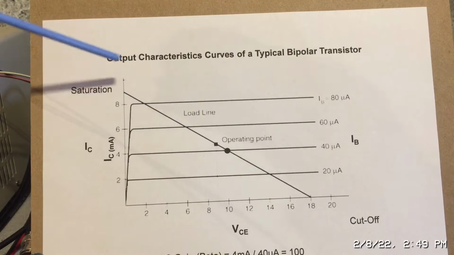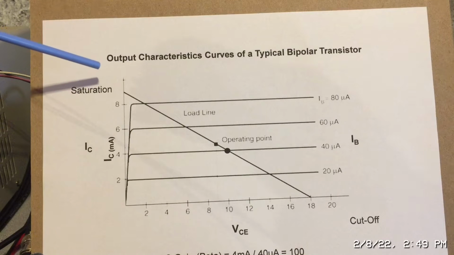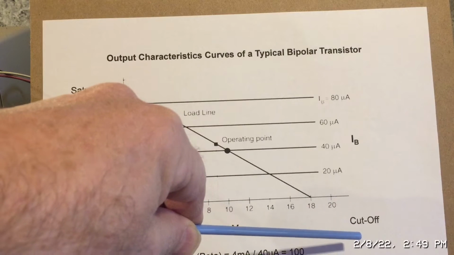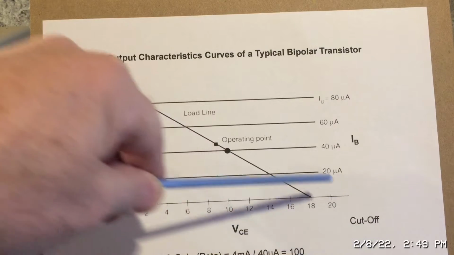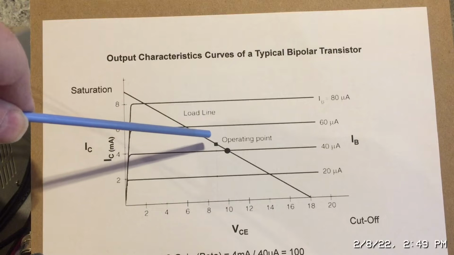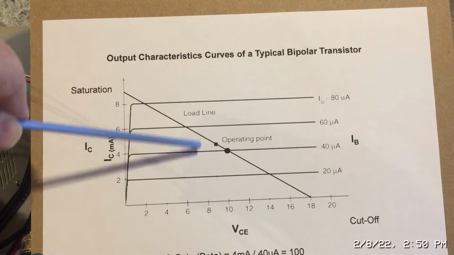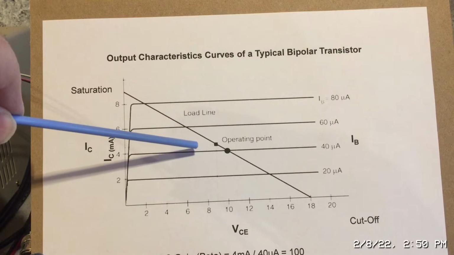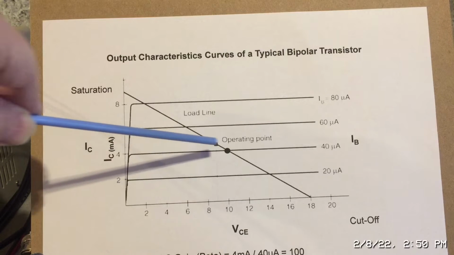At this point on the curve, the transistor is fully saturated and turned on. This point here is where the transistor is cut off, so it's completely turned off, no current flowing. In between is the active region. Typically we want to bias the transistor somewhere in the middle of the active region so we still have some headroom and we're not cutting off our waveform or creating any clipping or distortion.